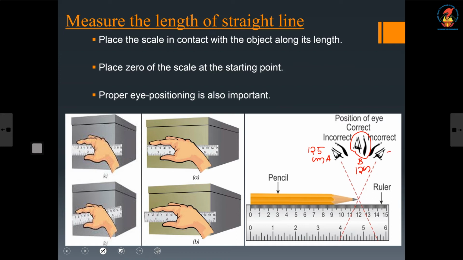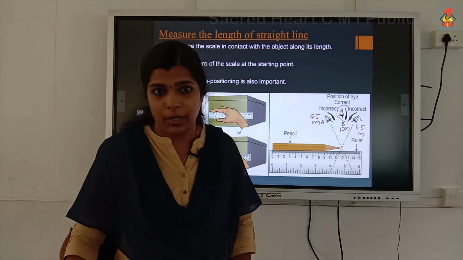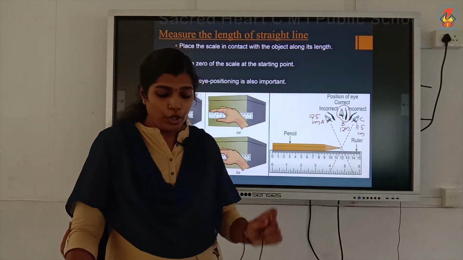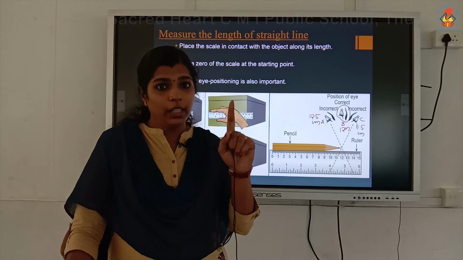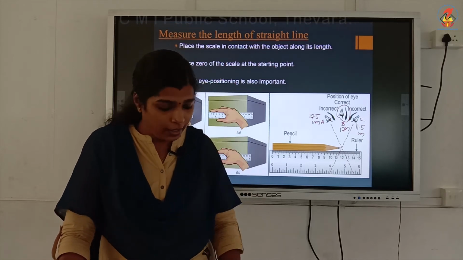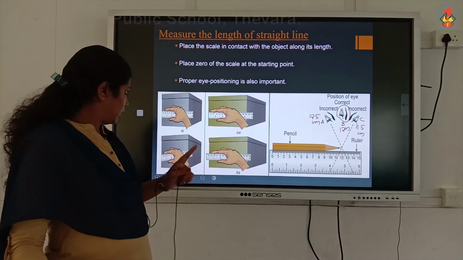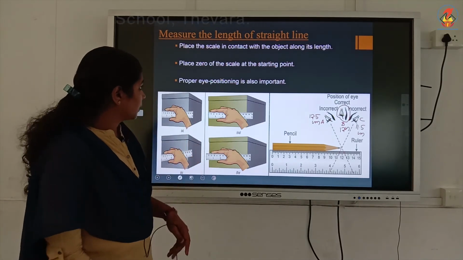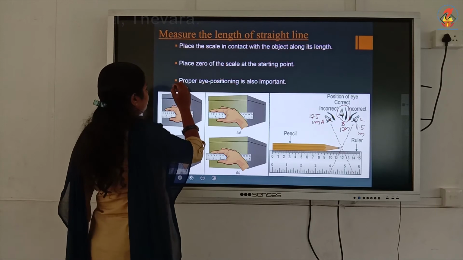Then this person is C. When he looks, he will get it as 11.5 centimeter. So, what is the actual reading? Actual reading is 12 centimeter. Okay. So, you should keep your eye vertically above the point where the measurement is to be taken. That is the first thing.